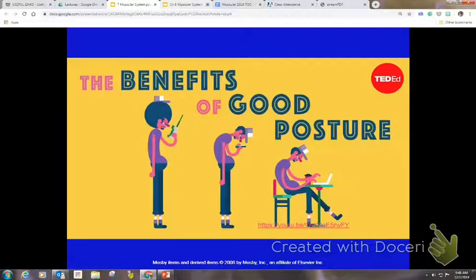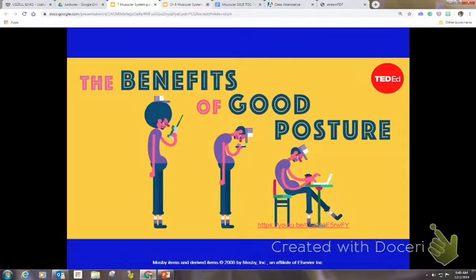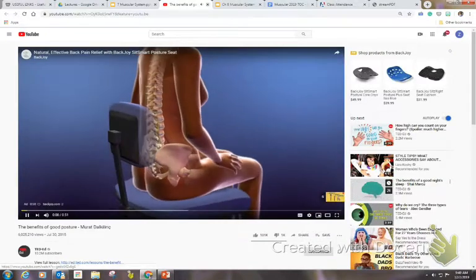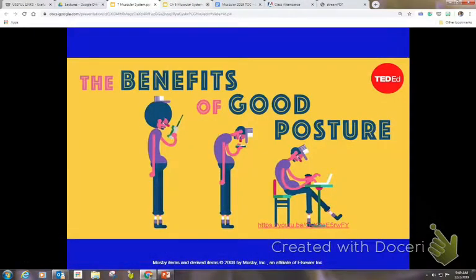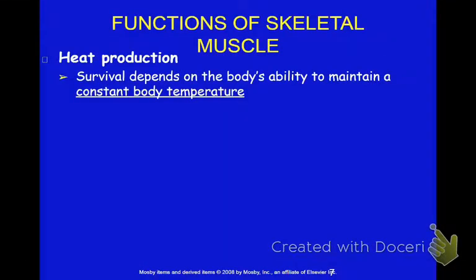Okay, so there's lots of benefits to having good posture. Nope, I don't want to go to that. Let's see. Why does it keep doing that? Sorry. All right, so we had some technical difficulties.